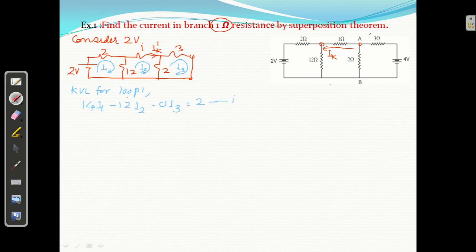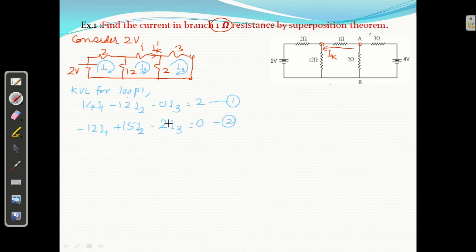We have solved so many problems in unit number 1 based on KVL. So be careful about how to write the KVL. Loop 2. I2 is flowing in 12, 1, 2. 12 plus 1, 13 plus 2 for 15 I2. It is plus, at the same time minus 12 I1. At the same time minus 2 I3 equal to no source, equal to 0.